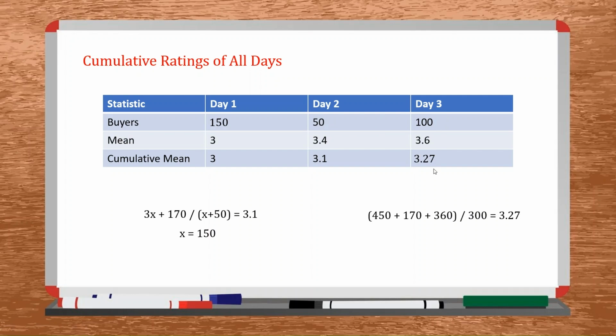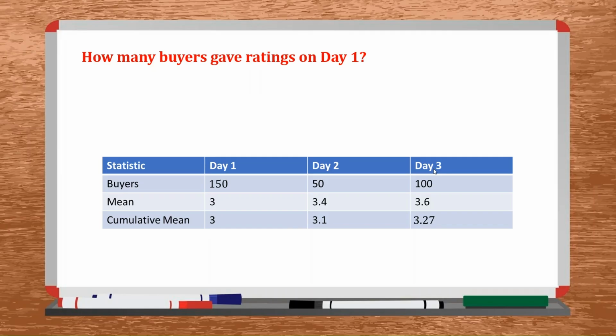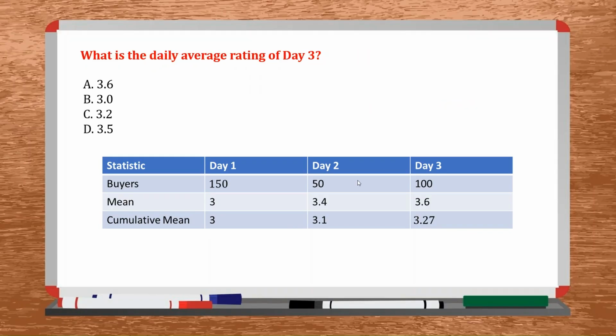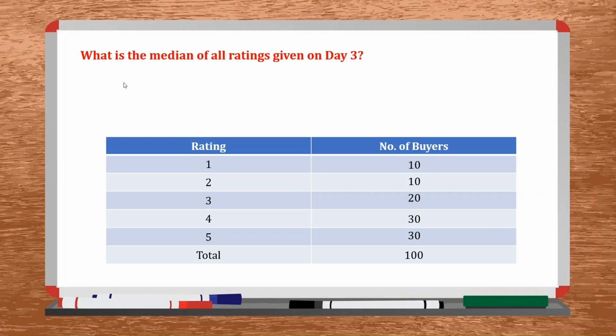Now let's look at the questions. How many buyers gave the ratings on day 1? The answer is 150. Then what is the daily average rating on day 3? On day 3, the average rating is 3.6, which is option A. What is the median of all ratings given on day 3? The median for this distribution would be the 50th and 51st term. The 50th and 51st term is 4. Hence the median is 4.